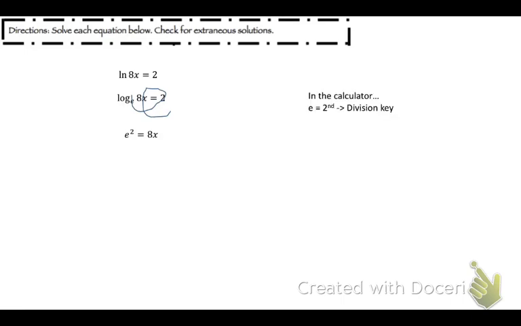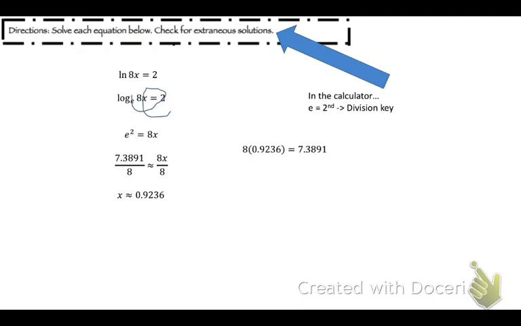E squared in your calculator, it's second division key. So second, and then there's a teeny little e above that. If you have the same calculator that we use in class, that's what it is. So e squared is 7.3891, and it keeps going, so that's why I put the squiggly equal sign, because I rounded that, equals 8x, divide by 8, so you get x is approximately 0.9236. Okay, check, plug it in, you get a positive, so we're good.